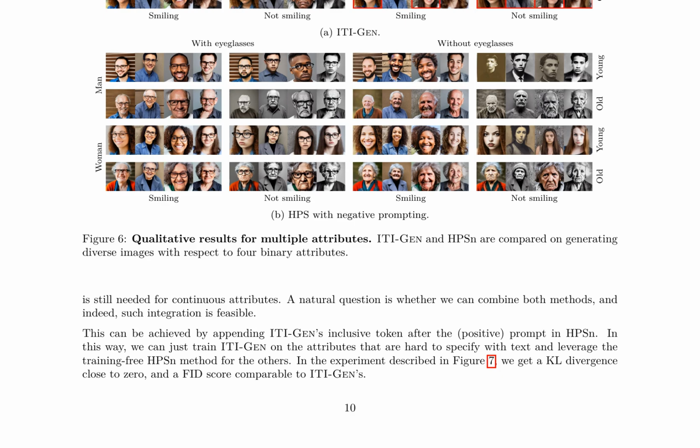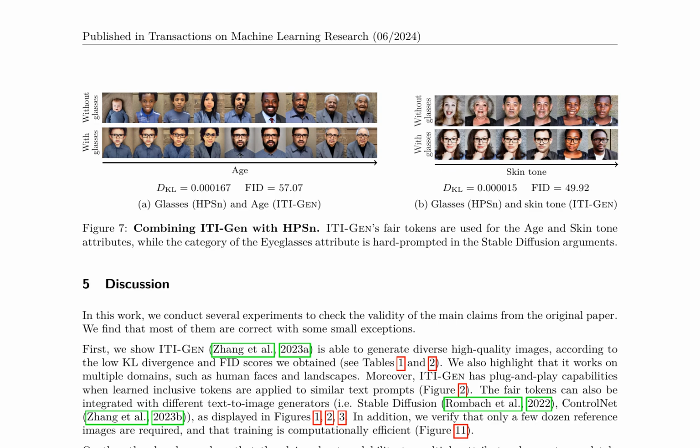The computational complexity of ITI-GEN is also discussed, highlighting its linear complexity with respect to the size of the training set, quadratic complexity with respect to the number of categories within an attribute, and exponential complexity with respect to the number of attributes. The research paper discusses the validity of claims made in the original paper regarding ITI-GEN's capabilities.